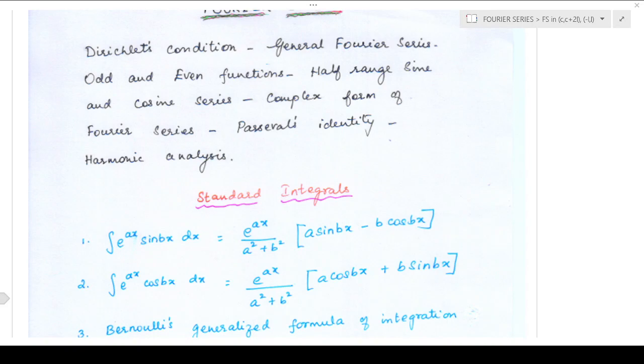In this video, we are going to discuss Fourier series till odd and even functions, children. Rest of the things like half range, complex, and harmonic we'll see in the next video. Even Parseval's identity is included in this video, children.